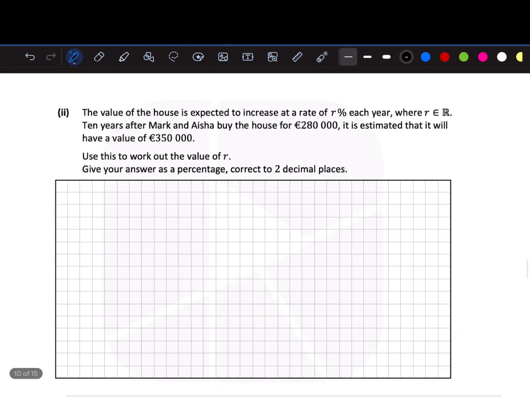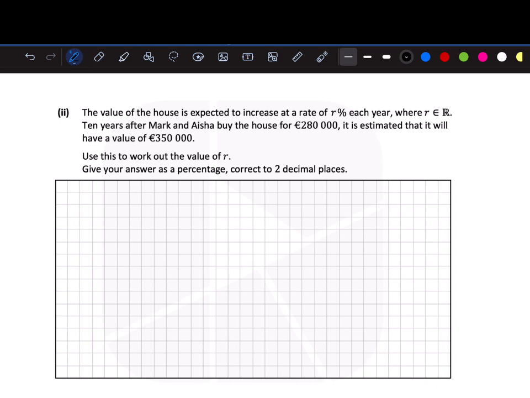Next, the value of the house is expected to increase at a rate of r% each year, where r is an element of the real numbers. 10 years after the couple buy the house for 280,000 euro, it is estimated that it will have a value of 350,000 euro. Use this to work out the value of r.